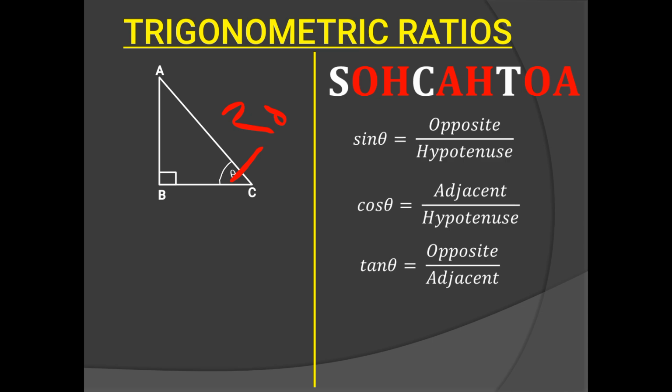So in that case, we are going to have sine 20 degrees is equal to opposite over hypotenuse. You get it? And then we will have cos 20 degrees is equal to adjacent over hypotenuse.